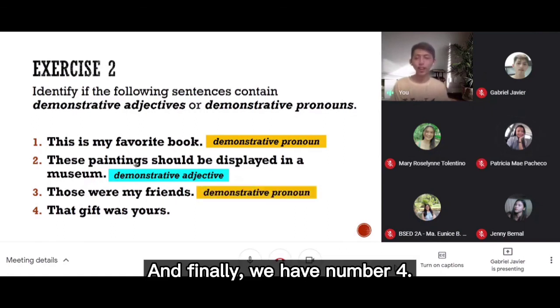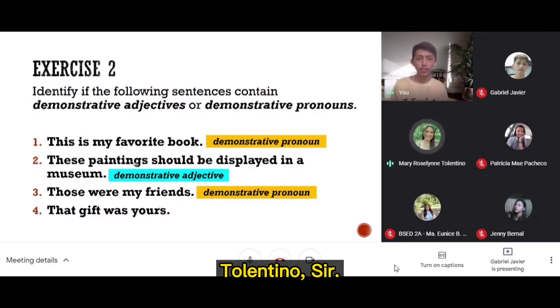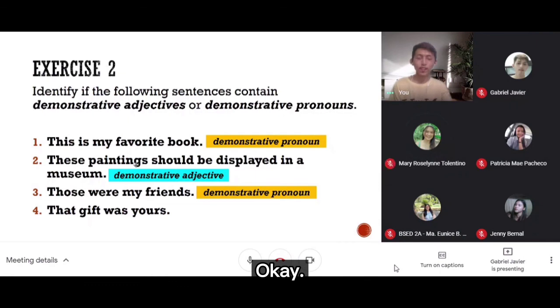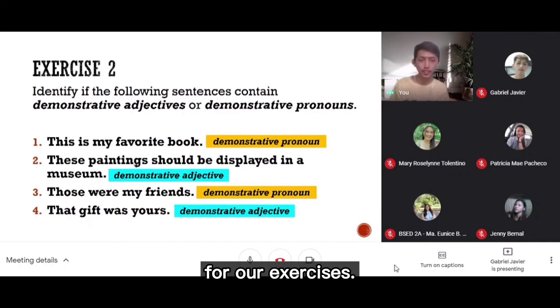And finally, we have number 4. Can anyone volunteer? Okay, Tolentino. That gift was yours. My answer is demonstrative adjective. Okay. Thank you, everyone. You all have correct answers for our exercises.